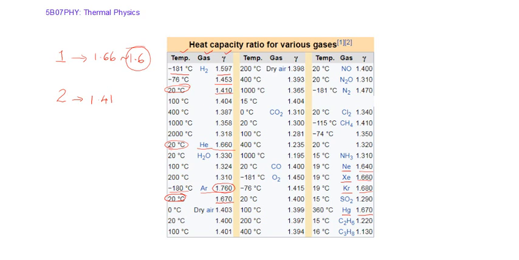Now here you see dry air, that also you please see. Dry air at 0 degrees Celsius. Let's spot out 20 degrees Celsius. It is once again 1.40. So 1.4. Then O2, oxygen at minus 181 degrees Celsius, 1.45. And as the temperature increases to 20 degrees Celsius, it is again 1.4.